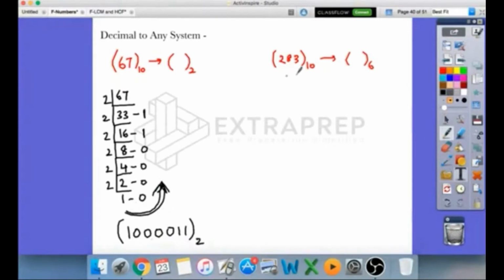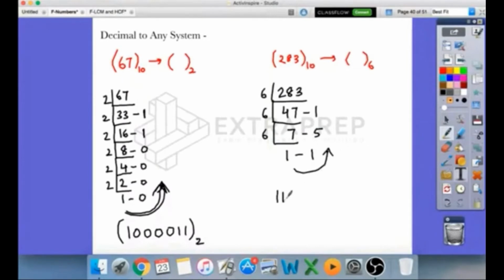Okay. Now let's solve it for 283 base 10 and convert it into base 6. 283 divided by 6. 28, this goes 4 times, 4 6s are 24, then that goes 7 times, the remainder is 1. 6, how many times does it go? 6 sevens are 42. So it goes 7 times, 42 gone, the remainder is 5. Now how many times does 6 go into 7? 1 time and the remainder is 1. That's all. Now take it in the reverse order. 1151 base 6 is the answer.